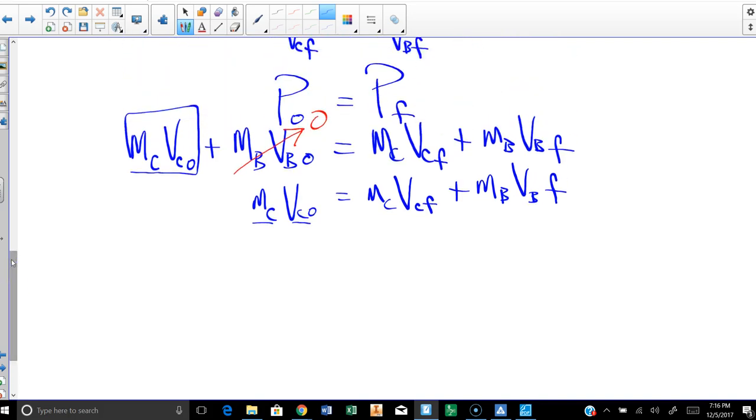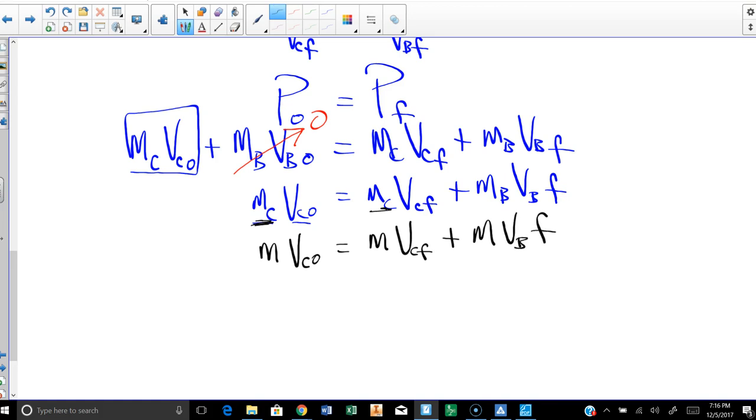But let's try this first. I do know the following. I can replace anything that says M with MC or MB. Since they're the same mass, I could replace it with just M. So M VC original equals M VC final plus M times VB final. And I can do that because it tells me they have the same mass. So I could, if I wanted, factor this out. I'm not sure this is completely necessary, but we'll see. It's good to know how to do it anyway.